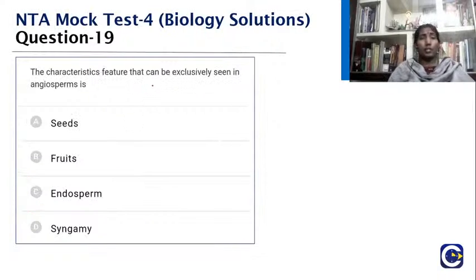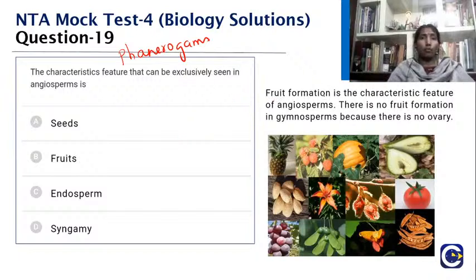The characteristic feature that can be exclusively seen in angiosperm is seed, fruits, endosperm, or syngamy. What is so characteristic about angiosperms? Angiosperms are called phanerogams, characterized by flowers as the reproductive organs, along with other structures like root, stem, leaves. The characteristic is the presence of flowers, so fruit formation is the characteristic feature of angiosperm.